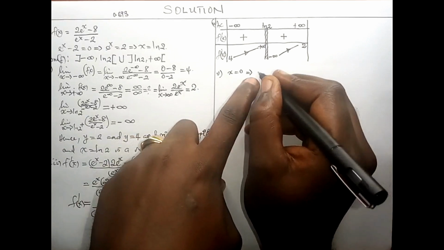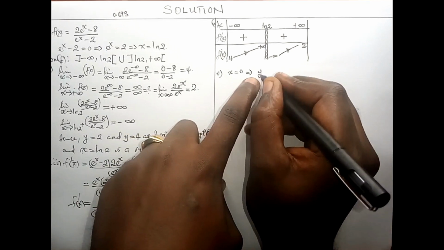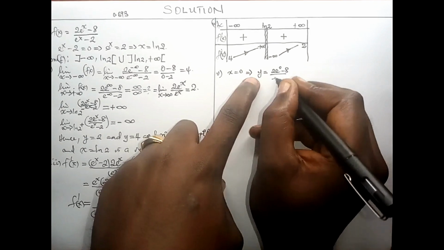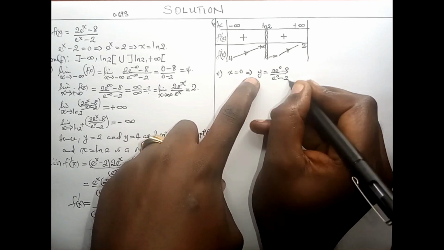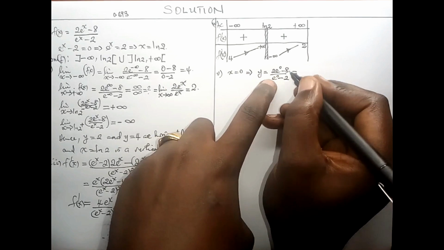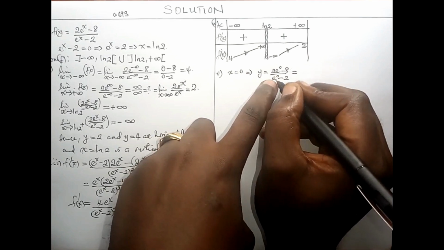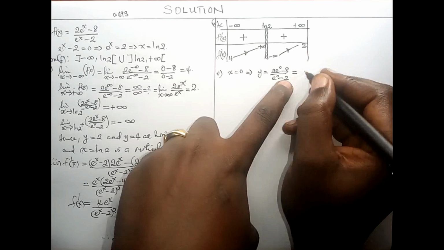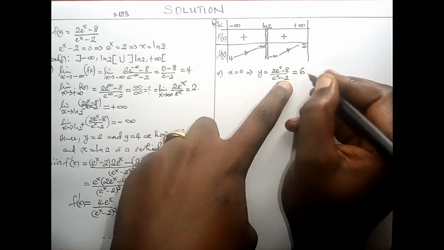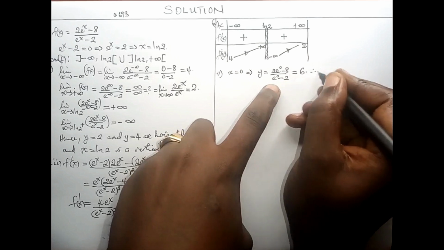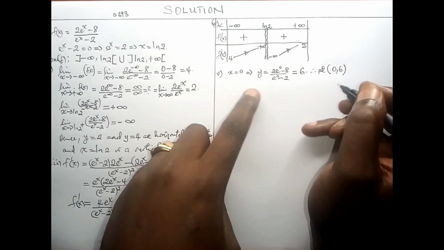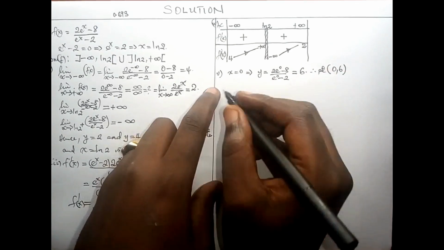That y, which is f of x, should be 2e to the 0 minus 8 all over e to the 0 minus 2, which gives 2 minus 8, negative 6, over 1 minus 2, negative 1. So negative 6 over negative 1 should be 6. And so the point is 0, 6. That's where the graph cuts the y-axis.